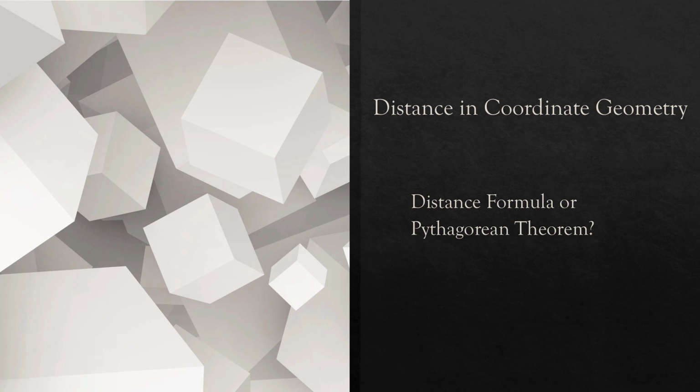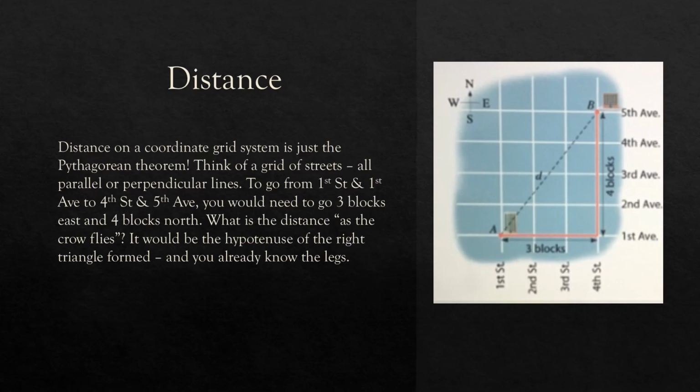Today we will talk about distance and coordinate geometry. We're going to look at the distance formula, or is it the Pythagorean theorem? Distance on a coordinate grid system is just the Pythagorean theorem. Think of a grid of streets. All of them are parallel or perpendicular lines.